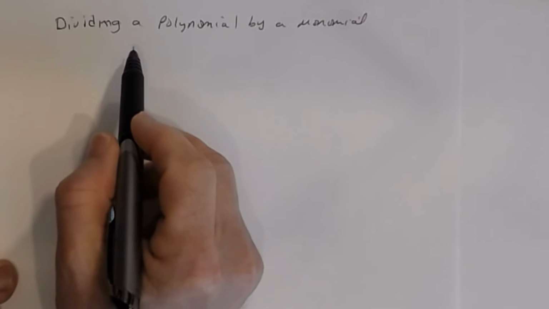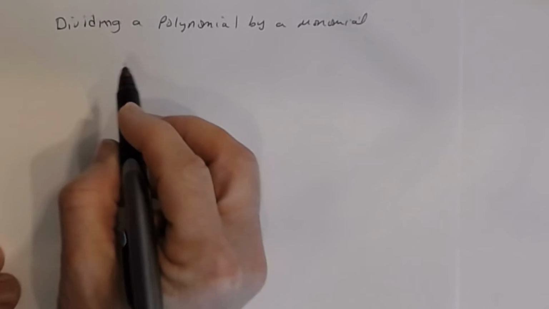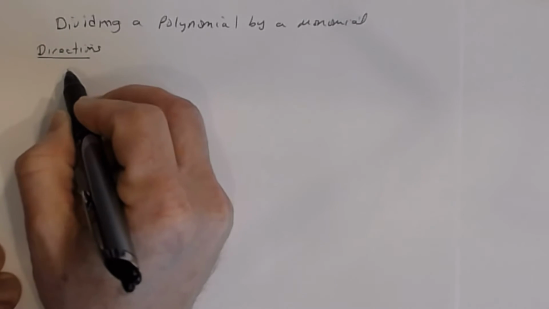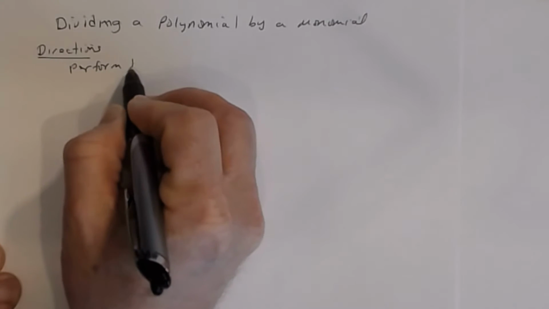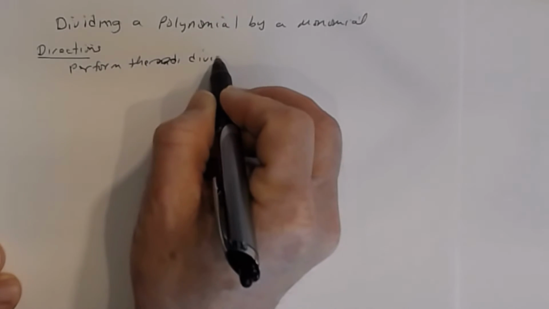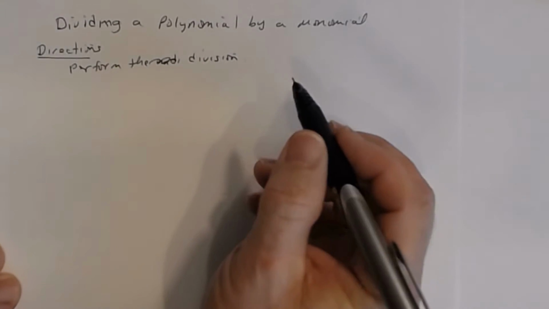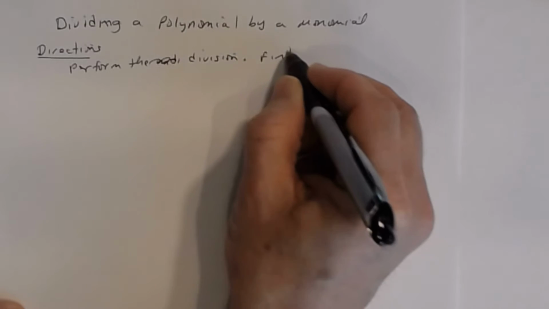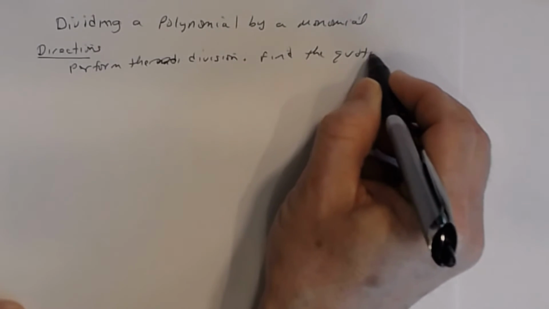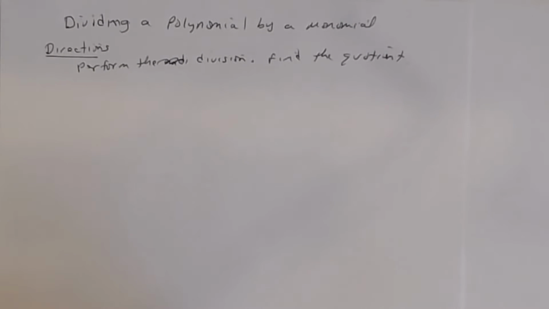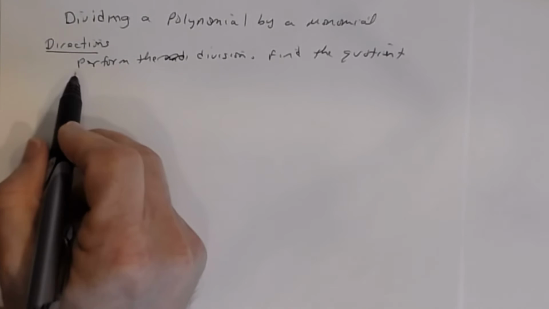Okay, so the directions for dividing a polynomial by a monomial will say something like this. So I'm going to write this as directions. You may see it say, perform the division. It could also say, find the quotient. And remember, quotient means the same thing as division. So find the quotient.